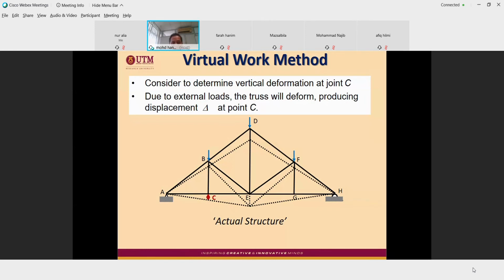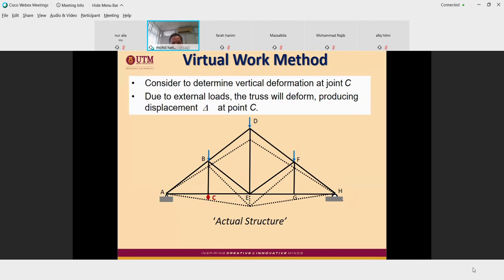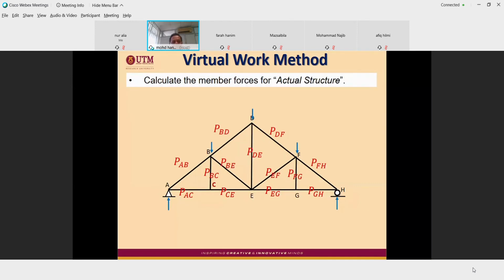Now, the first step is to calculate the member forces for the actual structure. This is the actual structure, and this is the actual load, the real load here, load and reaction. For example, here, this is the load in each member, the force in each member: PAB, PBD, PDF, and so on.